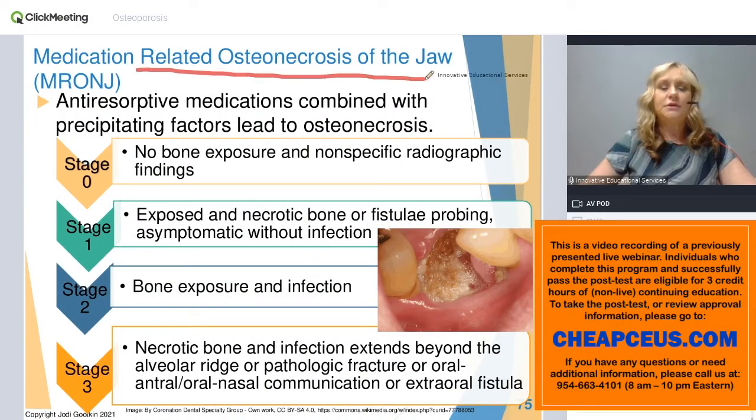Medication-related osteonecrosis of the jaw is a relatively new terminology. It seems to occur in a percentage of patients who are on bisphosphonates. It's not well defined in the research. They're still trying to work out the details, which I think is a good opportunity for us to be aware and educate our patients to hopefully avoid it.